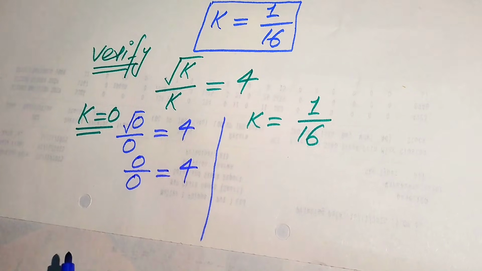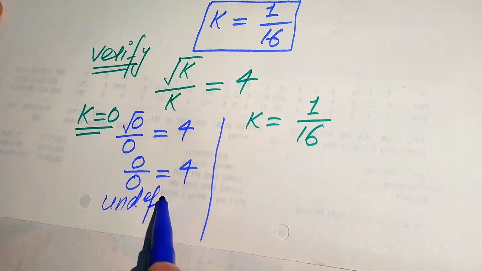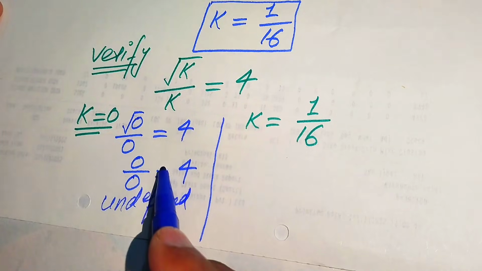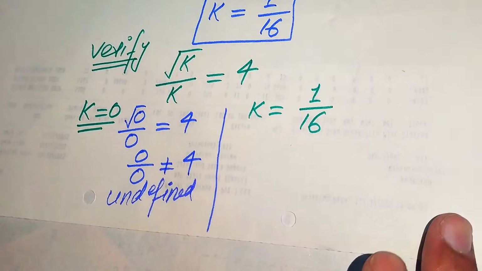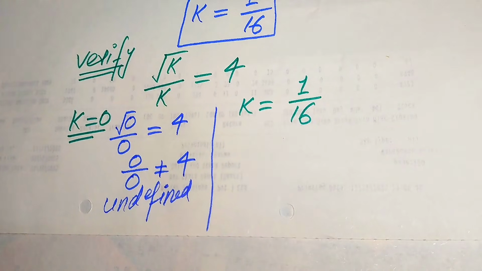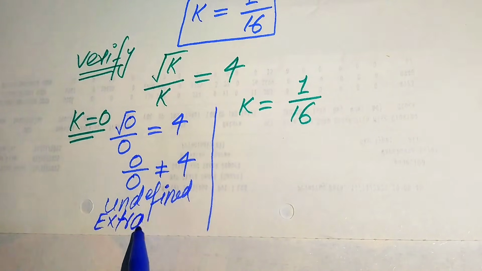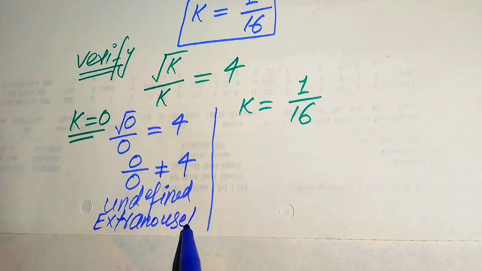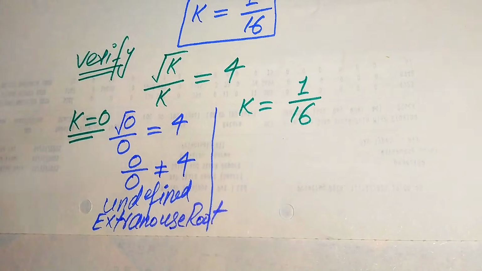So you know that the 0 over 0 form is usually called the indeterminate form, or in other words, we say that it is undefined. So if our left hand side is undefined, this means that both of the sides are not equal, and if both of the sides are not equal, then we conclude that the value k equals 0 does not satisfy our given question statement. So we call k equals 0 the extraneous root of the given equation. Okay, so this is the extraneous root because it does not satisfy our given question statement.